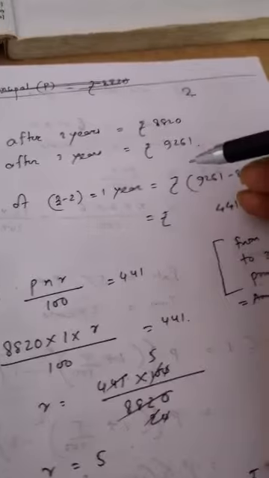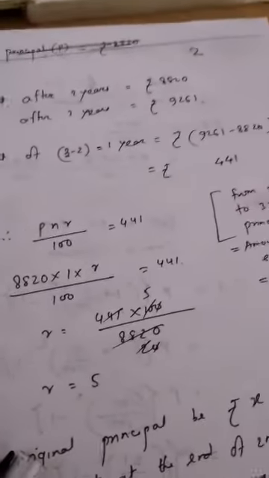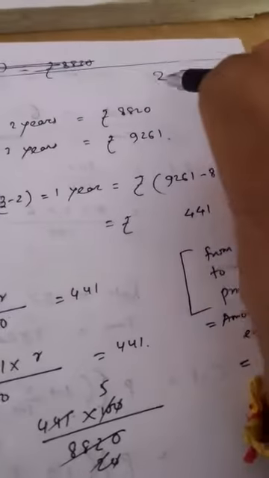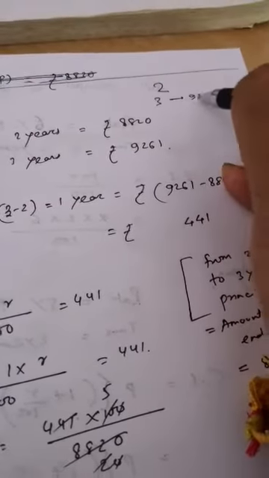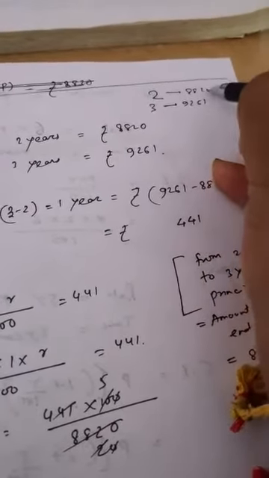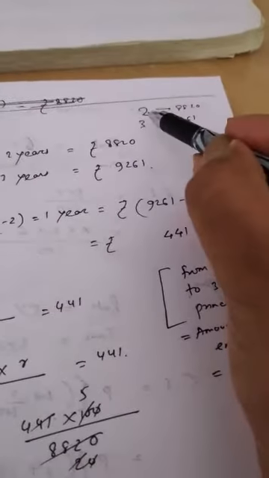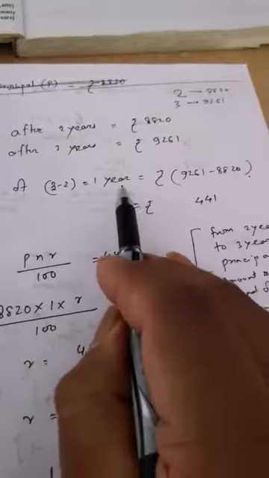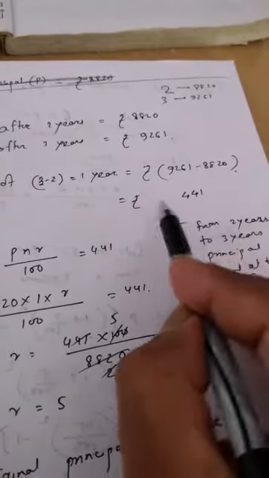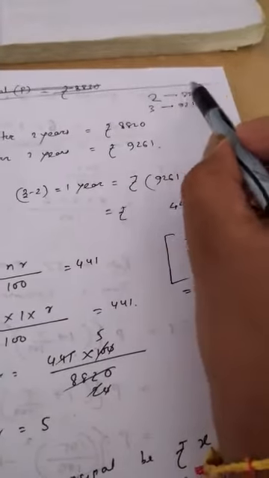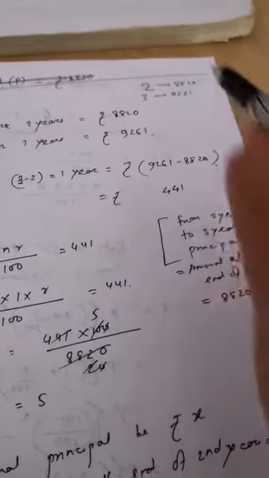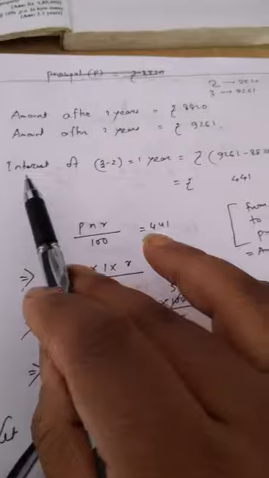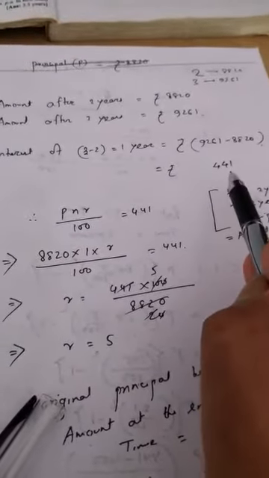For 2 years the amount is rupees 8820. For 3 years the amount is rupees 9261. That means the interest in this 1 year, interest for 3 minus 2, 1 year, is rupees 441. Means principal is 8820, 441 is interest, amount is 9261, for 1 year. That's why I have calculated interest for 1 year is rupees 441.